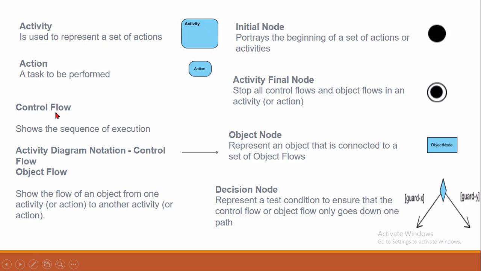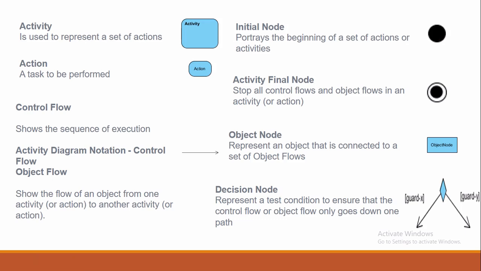Then we have a control flow. Control flow in activity diagram notation uses an arrow. The arrow is used for showing the execution sequence. Okay, next we have the initial node. So what is an initial node?